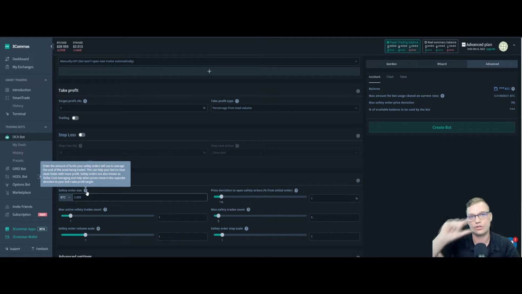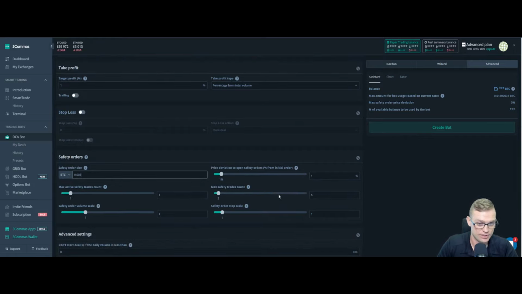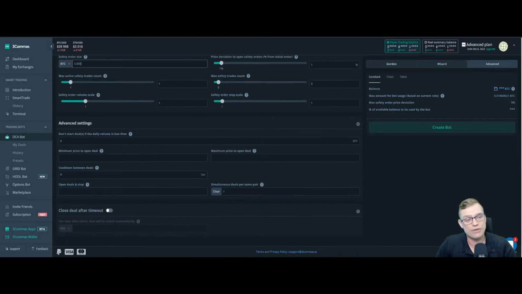Safety orders are essentially your dollar cost average orders that are executed once the price falls from your base order. Now you can choose how many safety orders you want, and the deviation to open safety orders in terms of its percentage from the initial base order. How many dollar cost average points, say for instance with a QFL, do you want to implement as well? You also have the option with advanced settings to look at daily volume used within a certain asset, minimum price to open a deal, maximum, and cooldown between deals.